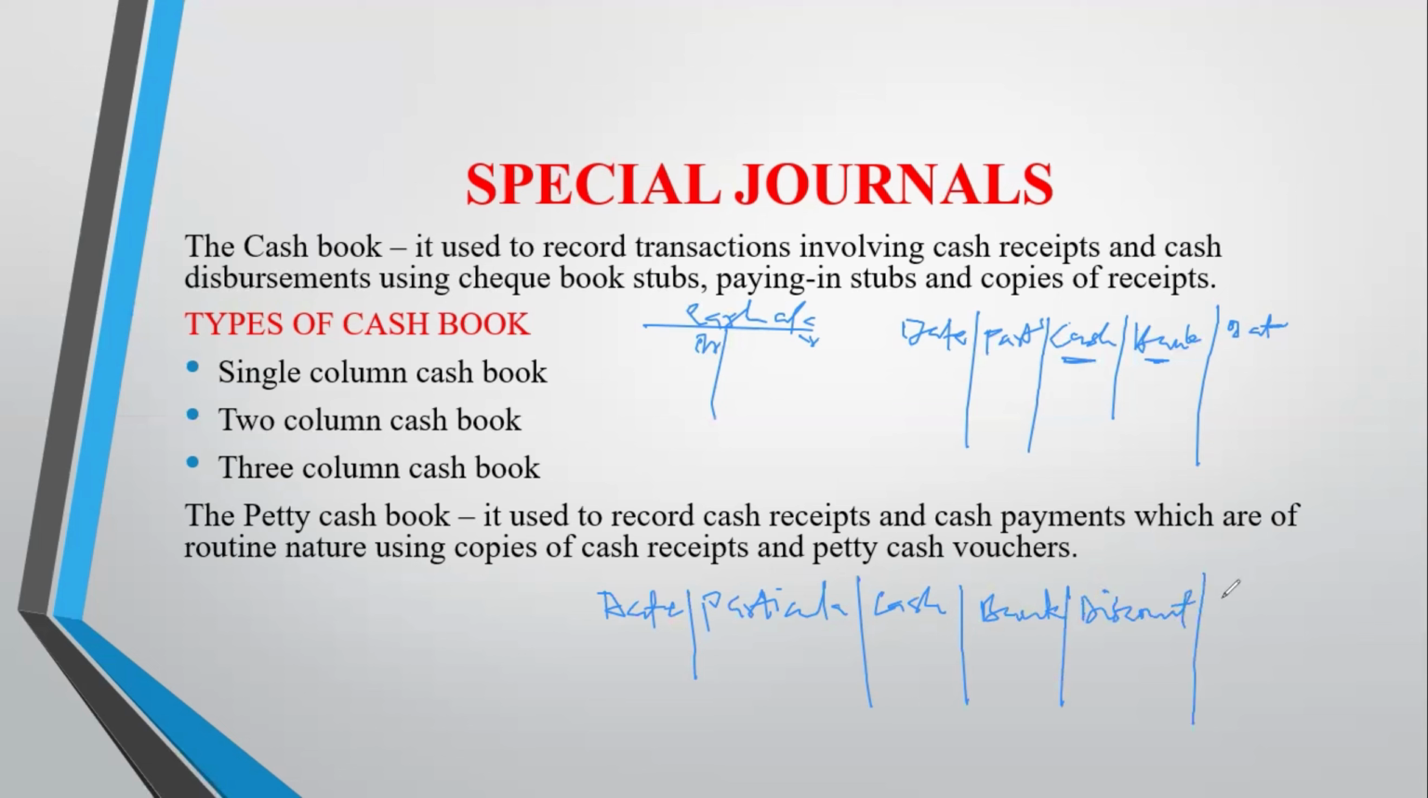Then you do the same for the credit side: dates, particulars. So we have the debit side and we have the credit side. The three columns are the cash, the bank, and the discount. So that is the three column cash book.